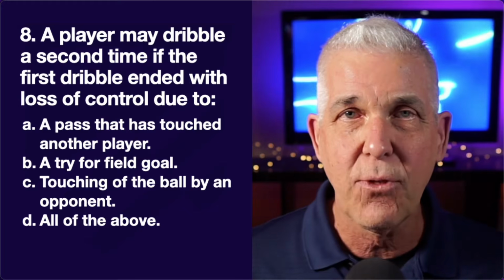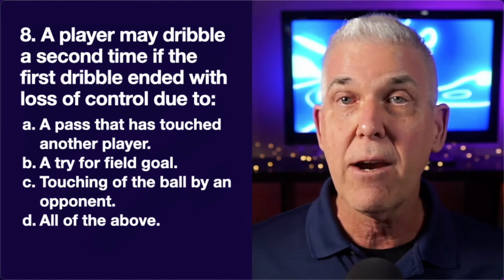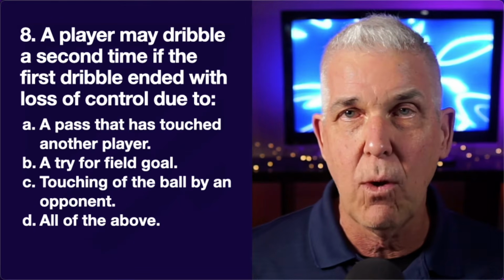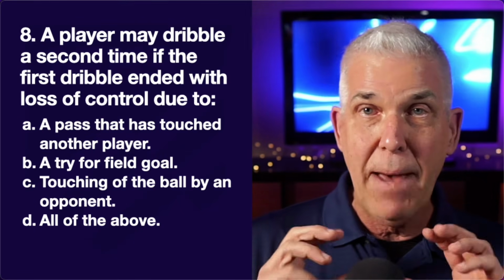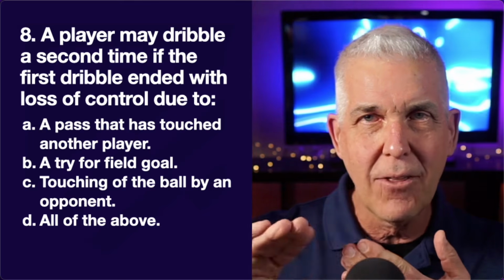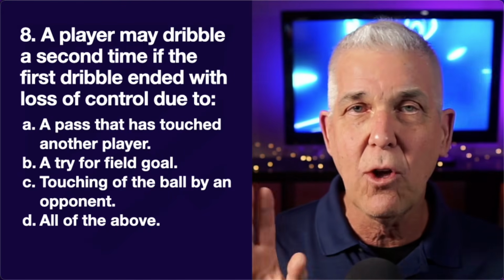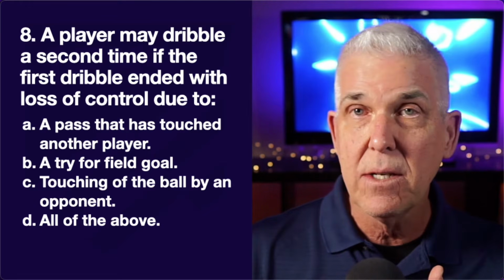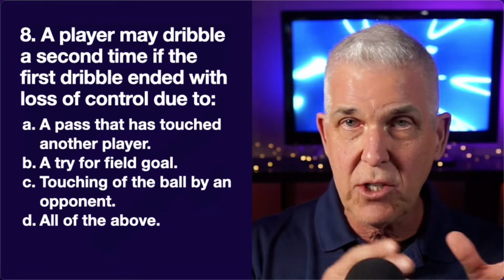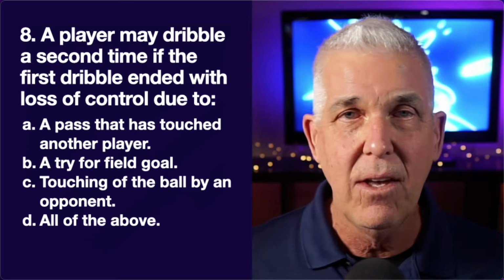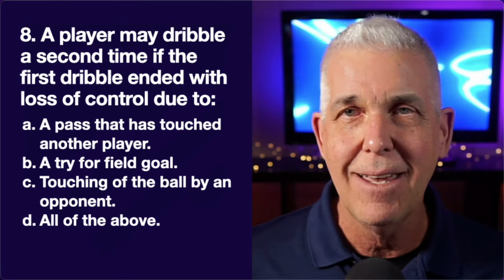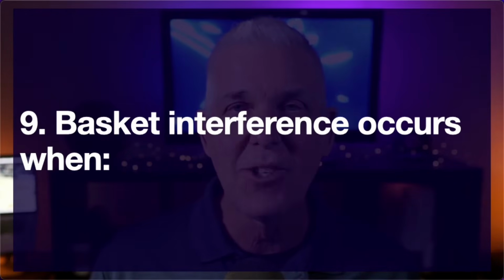In each of these 3 scenarios, the player would then be able to resume dribbling the basketball without restriction. They have passed the ball touched by another player. A try for field goal ends team control. Touching of the ball by an opponent ends any restriction on dribbling the ball again. So our correct answer here would be D, all of the above. Moving on to question number 9.